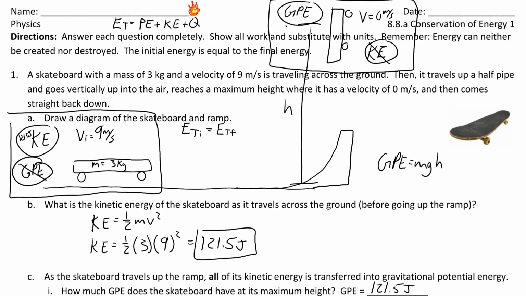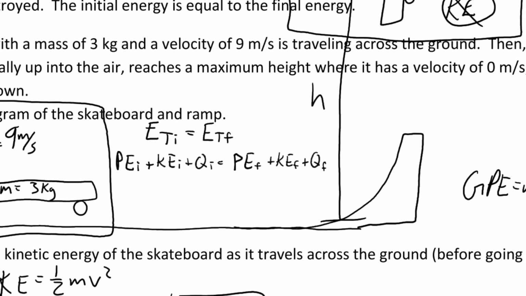So this is the total energy in general, but now let's do it for the initial and final. So I'm going to write those things twice. We have the potential energy in the beginning plus the kinetic energy in the beginning plus Q in the beginning, which is internal energy or heat, is equal to the sum of all the energy at the end: PE final plus KE final plus Q final. Okay, now let's look at this.